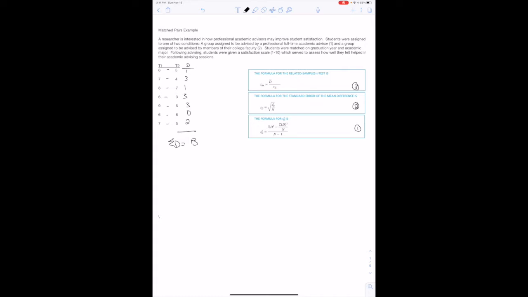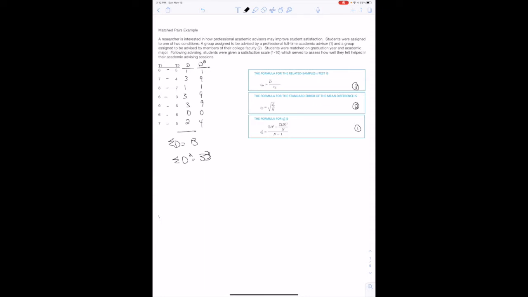We're also going to make a D squared column, and we're going to square each of those differences. So 1 squared is 1, 3 squared is 9, 1, 9, 9, 0, and 4. And we're going to have a sigma D squared, which will be the sum of that column. So that's 10, 20, 33 is our sigma D squared.